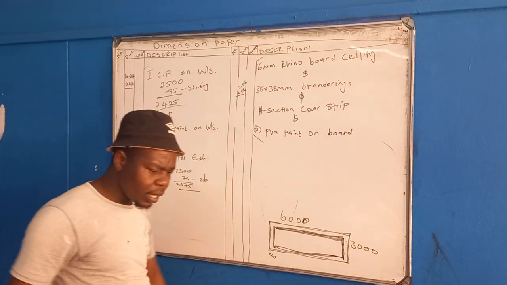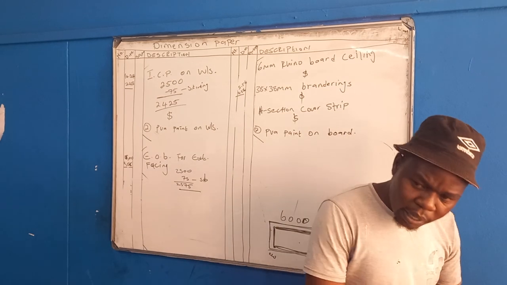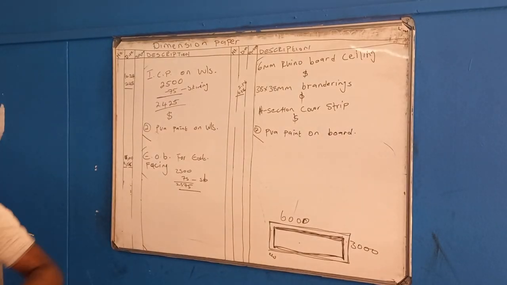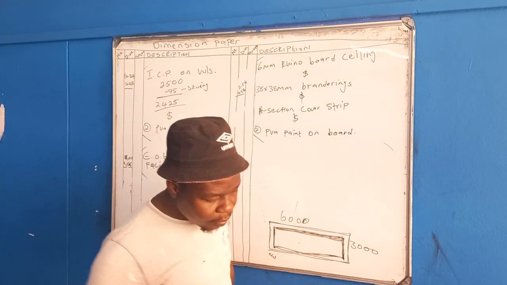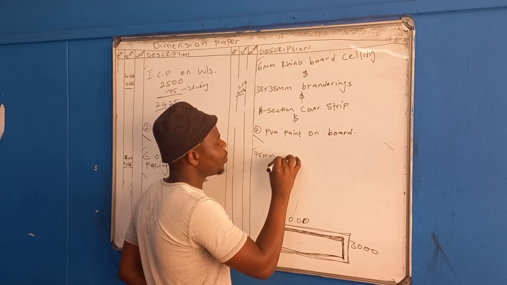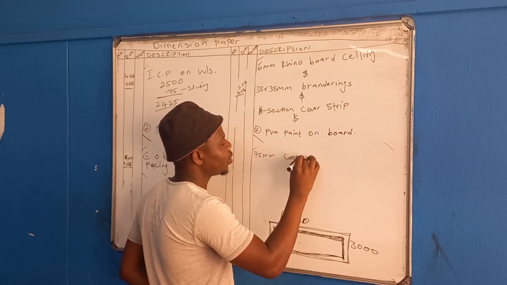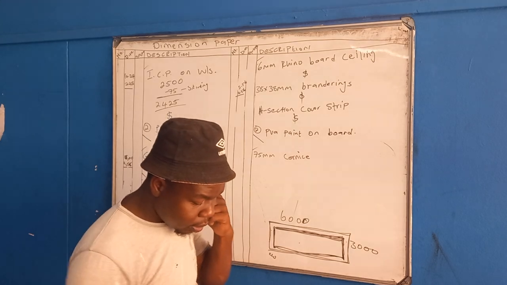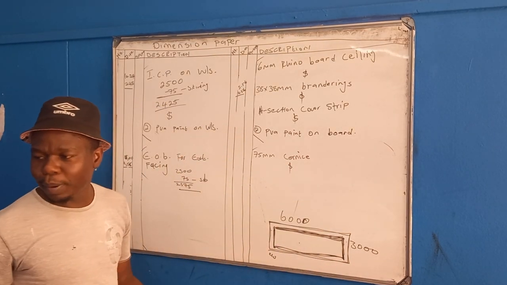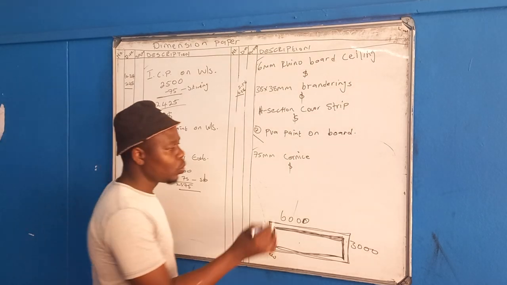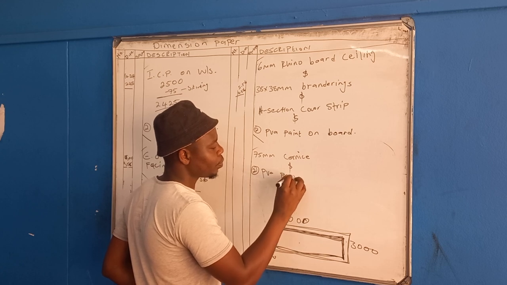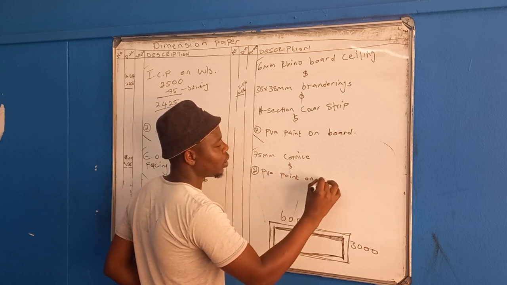And then from there, we are done with our board. What's missing there? Cornice. They said our cornice is how much? 75 millimeter cornice. And then our cornice we also paint. We apply our paint on our cornice. We say two coats PVA paint on cornice.